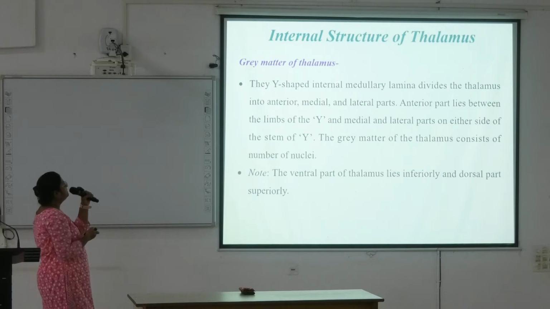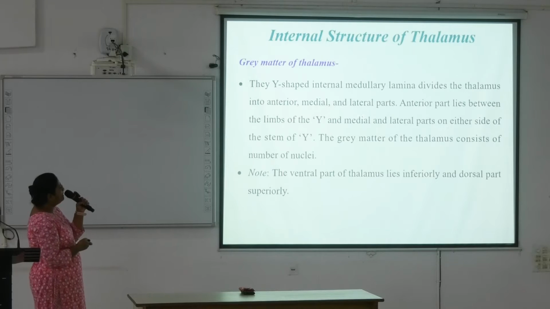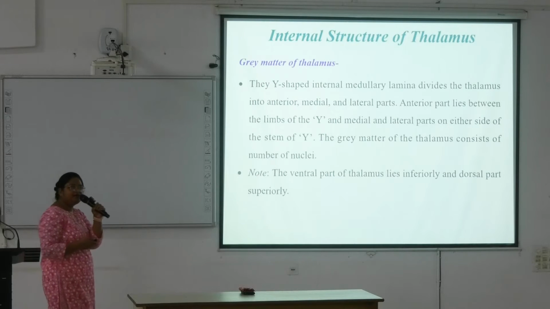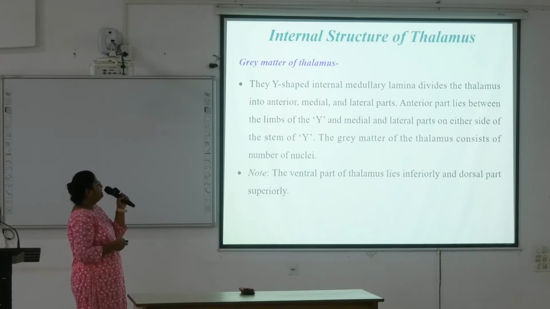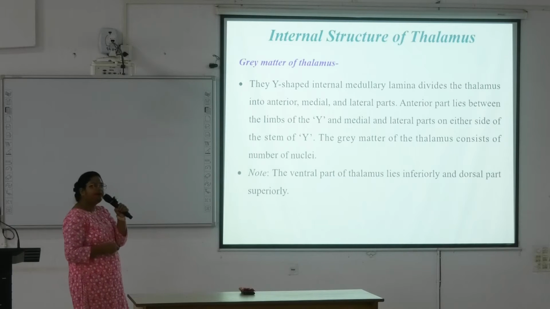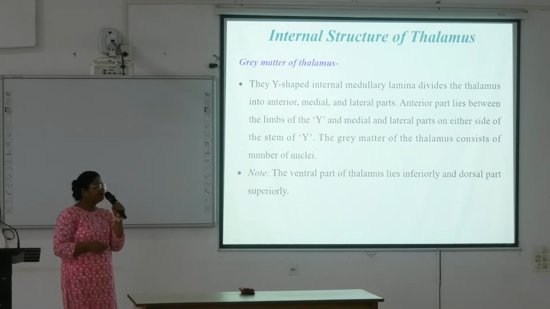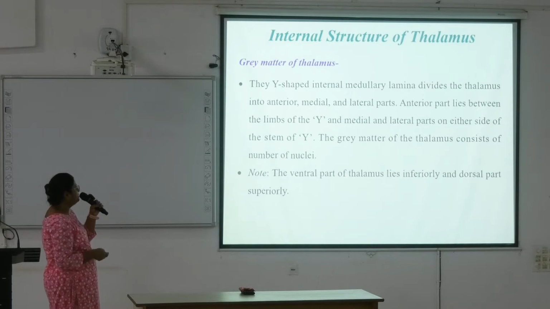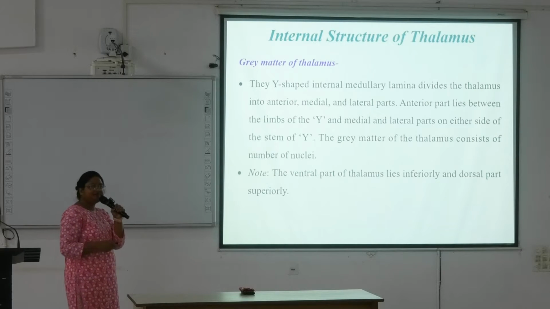So gray matter of the thalamus, the Y-shaped internal medullary lamina divides the thalamus into anterior, medial and lateral parts. We have seen in previous picture the Y-shaped internal medullary lamina. Anterior part lies between the limbs of the Y and medial and lateral part on either side of the stem of the Y. And the gray matter of the thalamus consists of a number of nuclei. The ventral part of thalamus lies inferiorly and dorsal part lies superiorly.